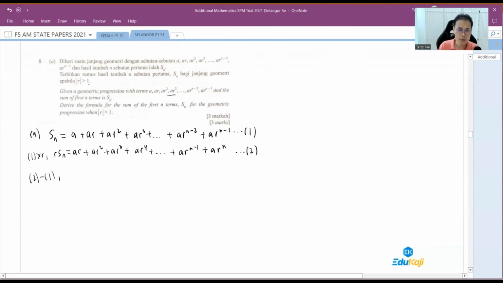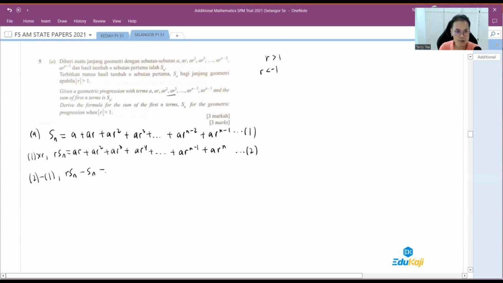Now, normally when we say modulus of r more than 1, we are referring to r more than 1 or r less than -1. So normally that's the case, right? We take the second equation minus the first equation. The reason being, it's going to give us a positive value, because if your r is bigger than 1, when you subtract like this, it's going to give us a positive value. For example, r is 2, 2 minus 1 is going to give us 1.